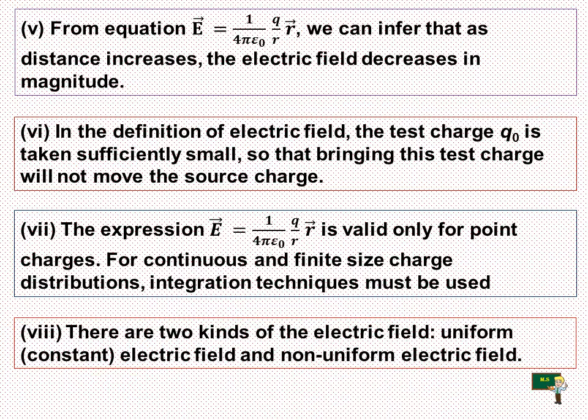The eighth point is there are two kinds of electric field. One is uniform electric field and another one is non-uniform electric field. The uniform electric field is a constant one.